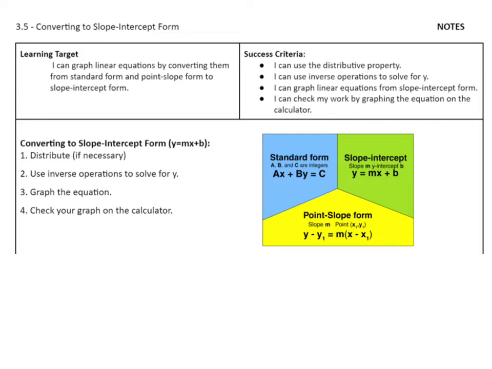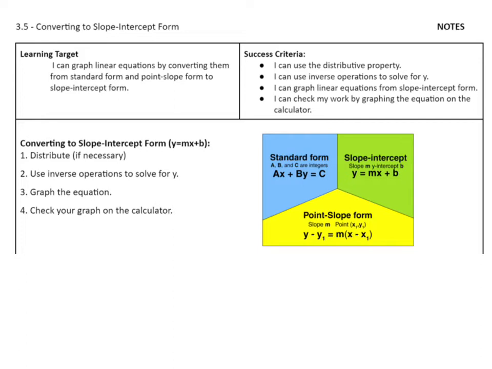So just ask them. Okay, so our steps to converting to slope-intercept form, which if you forgot, is y equals mx plus b. One is to distribute if necessary. Which form would you have to distribute in? Point-slope form, right? That's the one that has m parentheses x minus x1. So that's when you would need to distribute if you're trying to go from point-slope form to slope-intercept form.